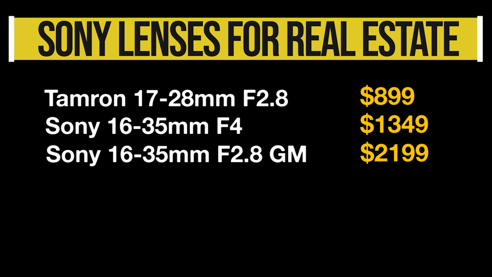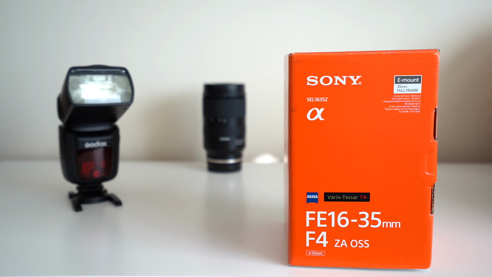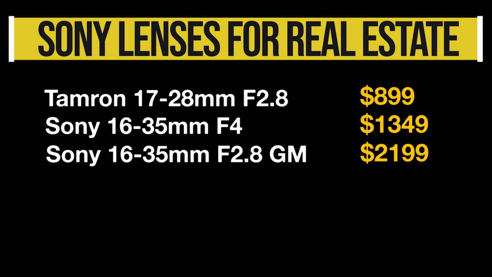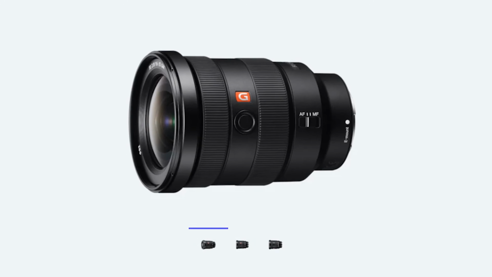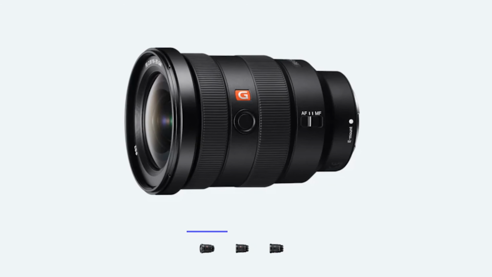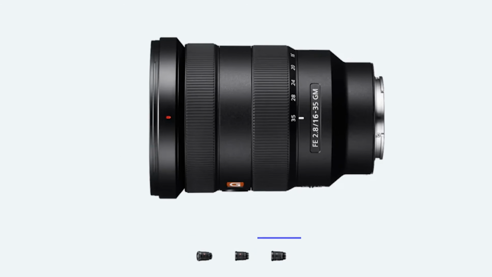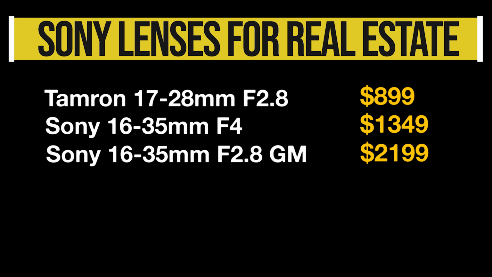I personally still shoot with my trusty 16-35 f4, and because I'm not overly concerned with a fast aperture, it serves me well. The f4 is also image stabilized, where the GM, although performing better in low light, is hard for me to justify the price of, just because I personally don't use it that often.